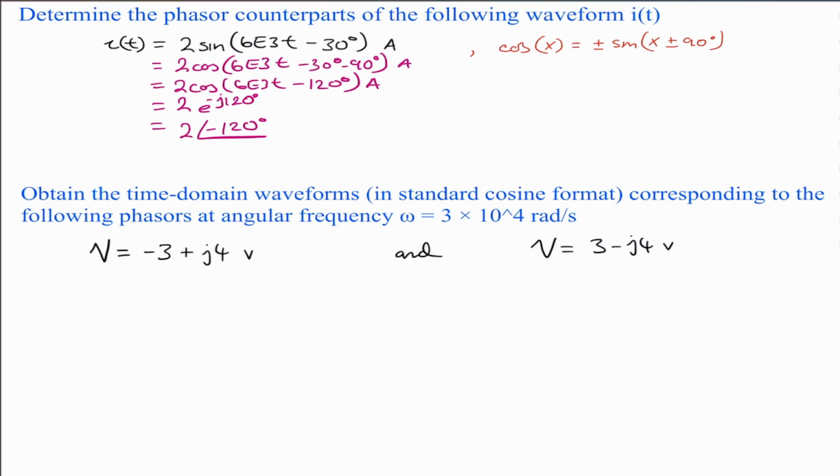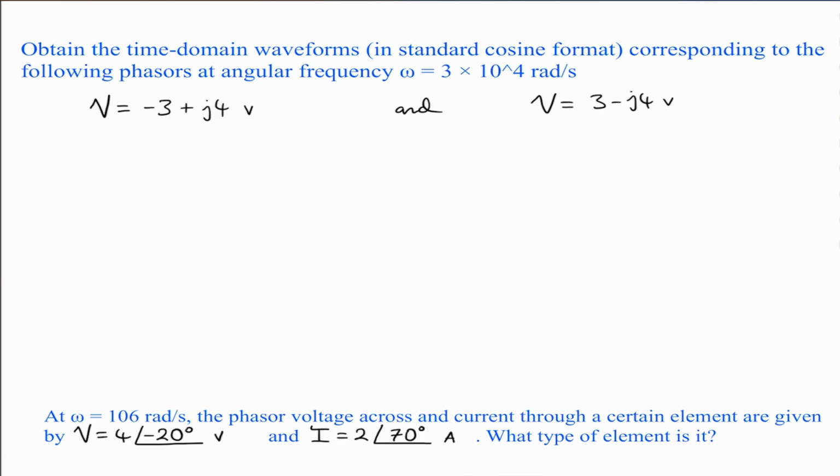We then move on to the following problems, where we're asked to obtain the time domain waveforms in standard cosine format corresponding to the following phasors at an angular frequency omega equals 3 times 10 to the power 4 radians per second.